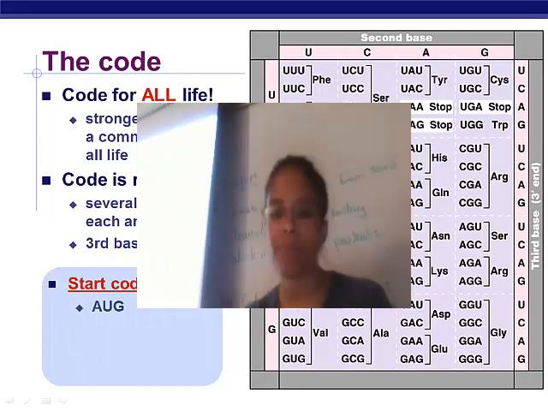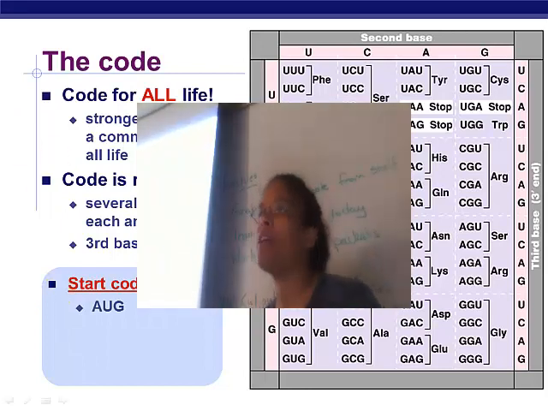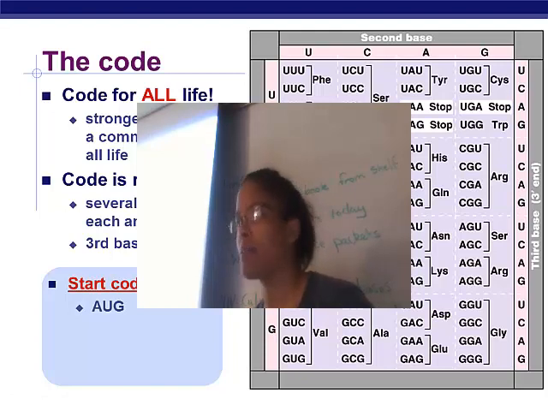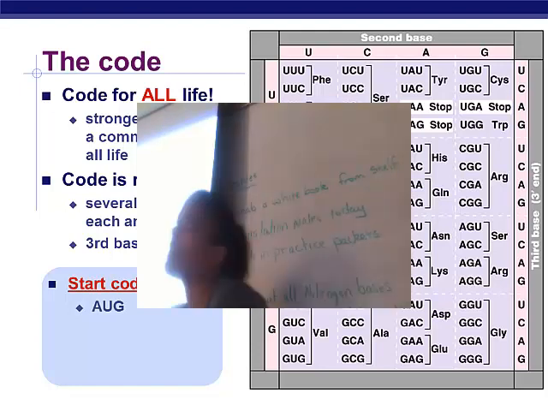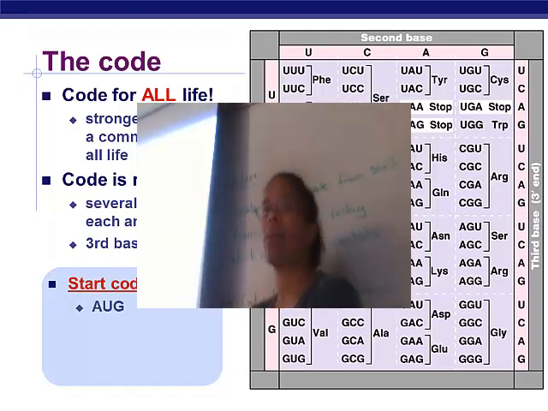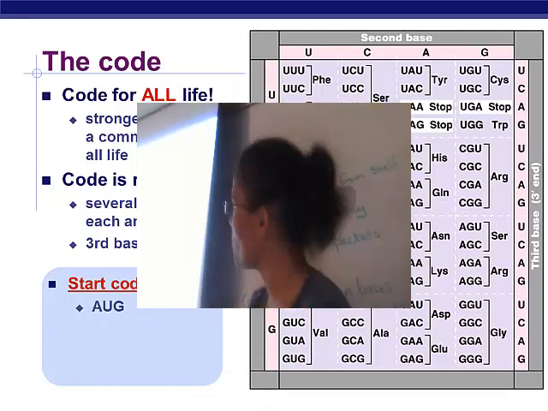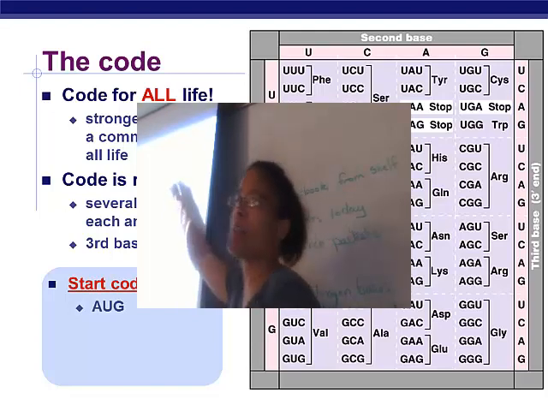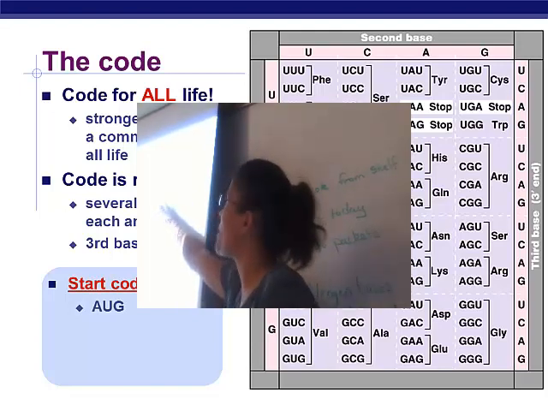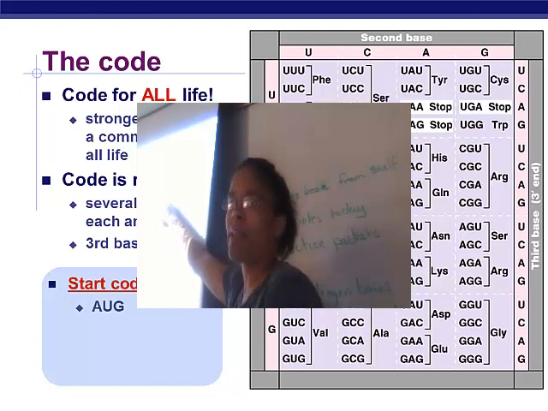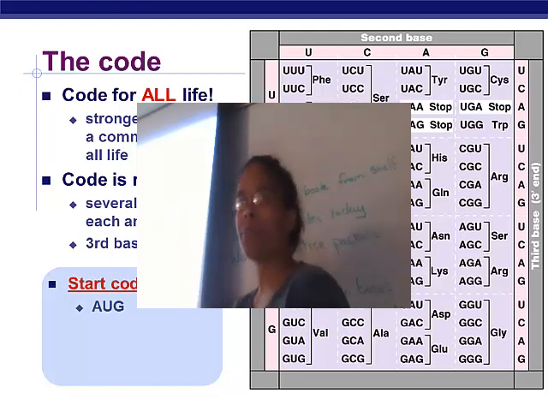AUG. AUG you need to memorize as a start codon. That's the only one you have to memorize. Its actual amino acid is methionine. Everybody say methionine. Methionine. When you see that, that means start making a protein. Methionine is the code that tells the ribosome to start building. You also have stop codons. You don't need to memorize those. But when you see them, they'll have a stop next to them. That means stop building a protein.